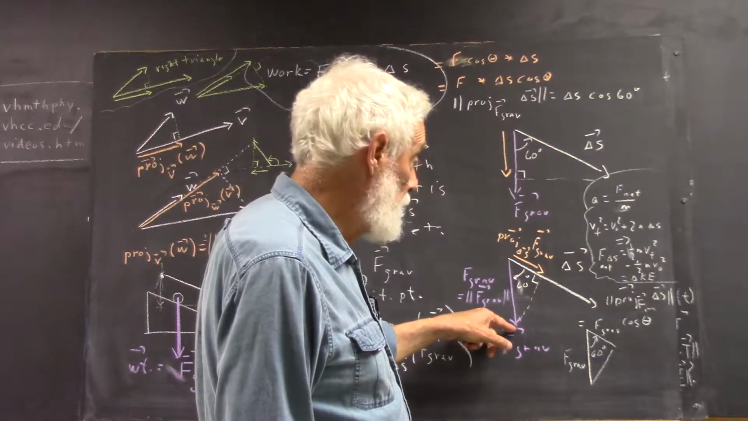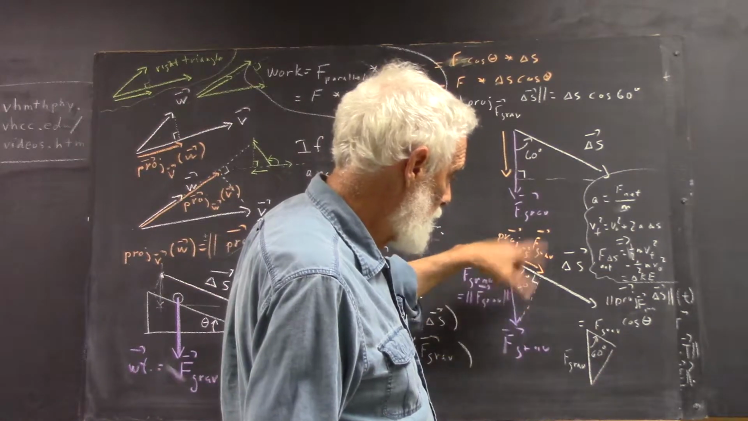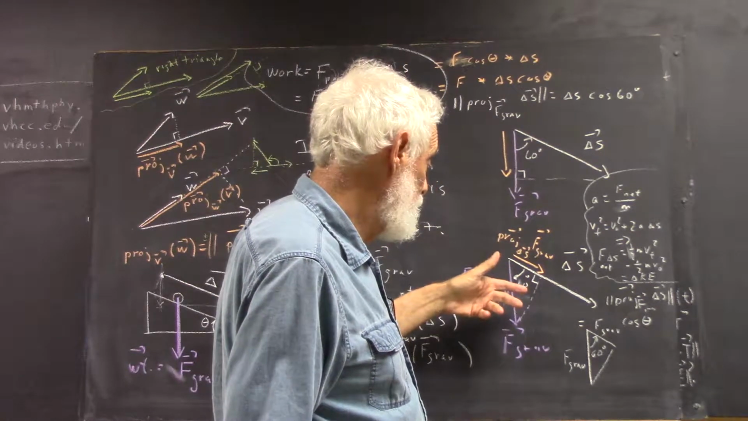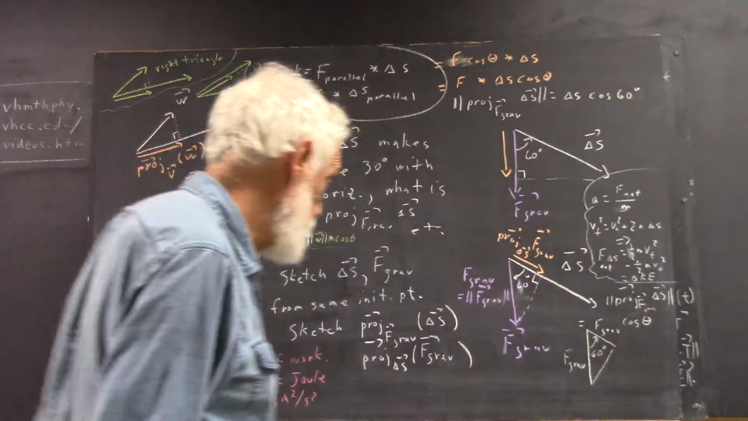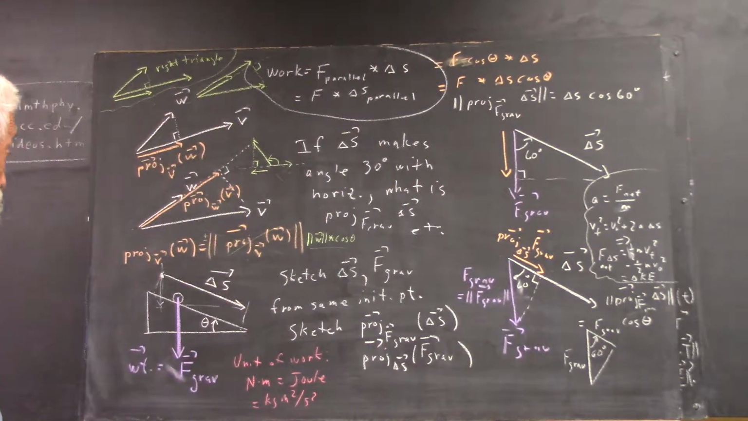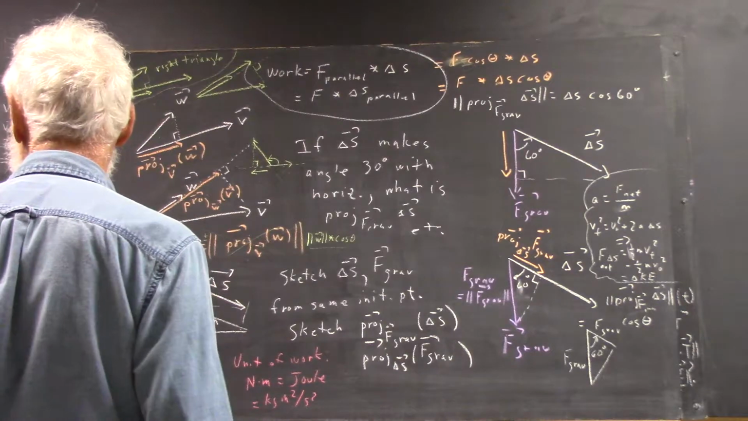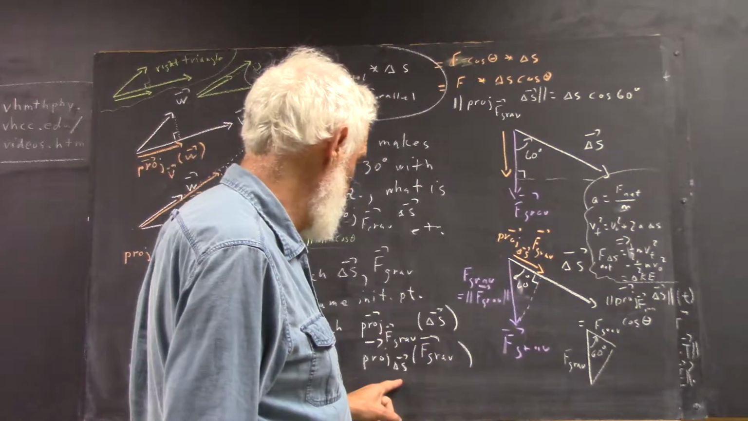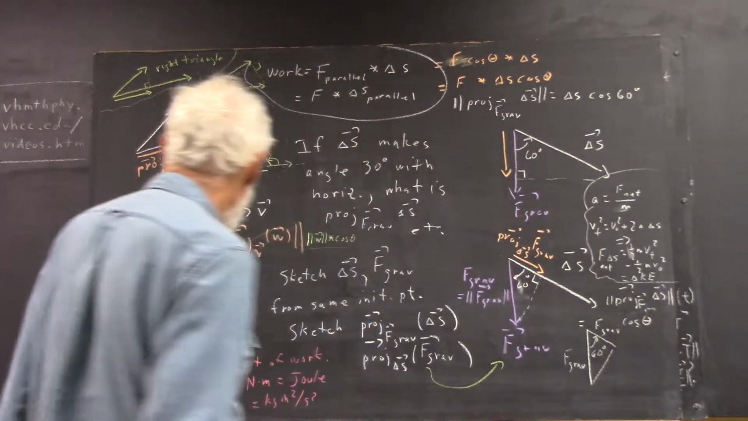We go from the tip of F grav to the line of delta S, and delta S is long enough that where the projection line meets the line of delta S is actually within the vector delta S. That doesn't matter a bit, just as long as you know to extend the delta S vector if you need to. Okay, so we have this picture of the projection. So this projection goes right there.